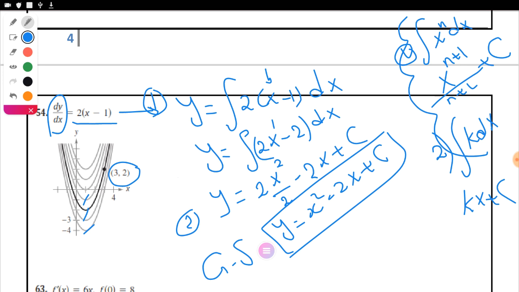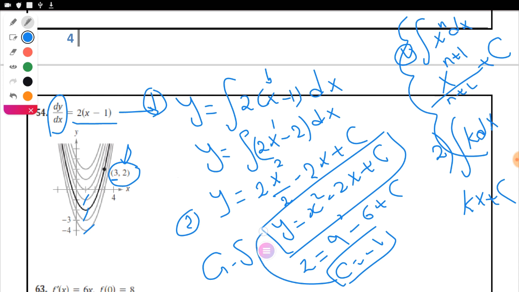The question did not ask me to find the general solution. It said solve the differential equation. But here it referred to finding the specific function, or a particular solution: the antiderivative of the given function which passes through the point (3, 2). Just replace in the general solution to get the value of c. Y equals 3 to the power 2, which is 9, minus 2 multiplied by 3, which is 6, plus c. This 3 gives c equals negative 1.